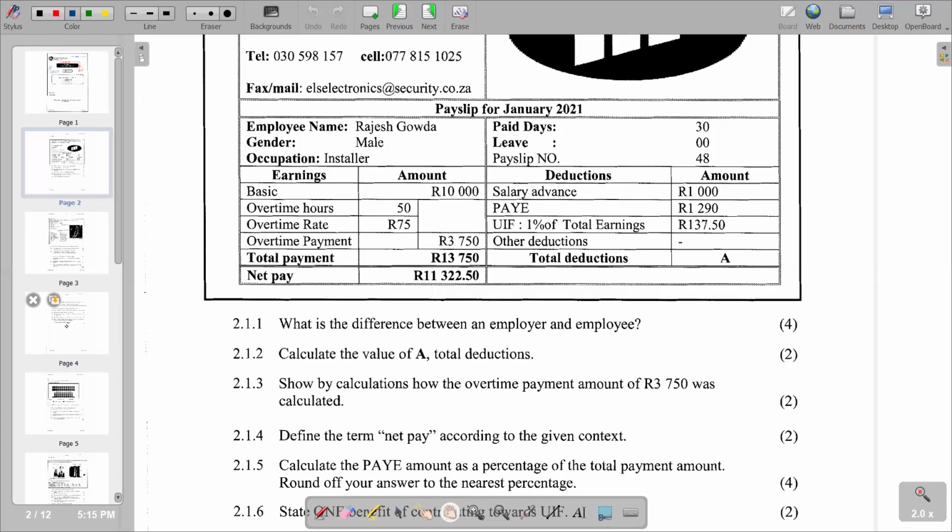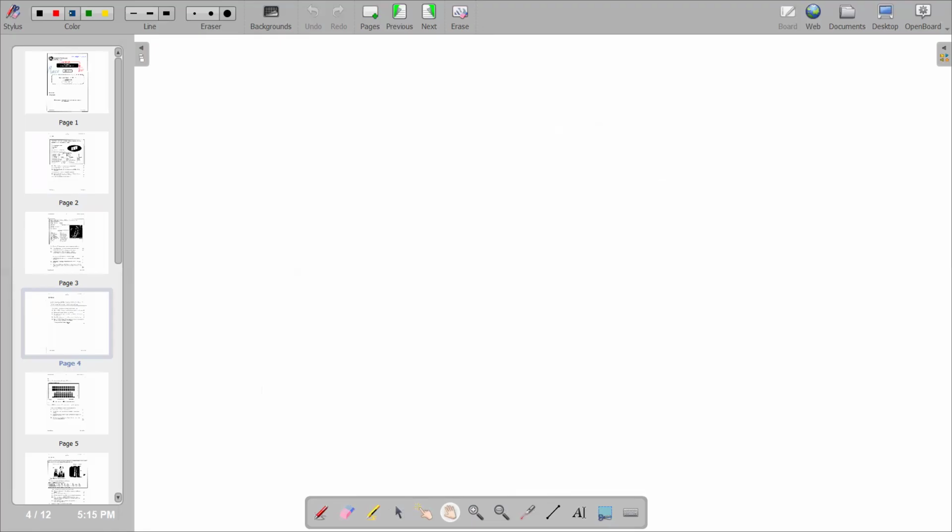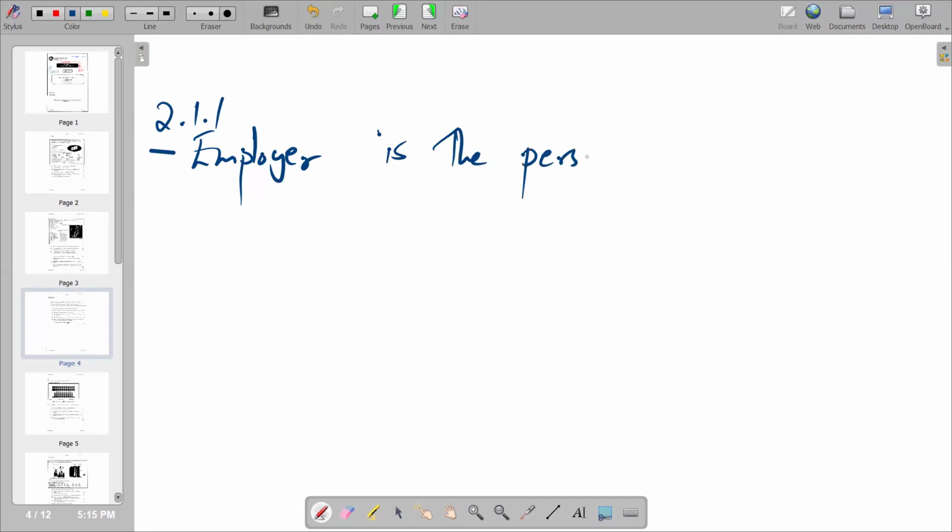So on the answer section, obviously, we need to put this down. This is 2.1.1, and we are saying employer. Employer is the person or business who hires or gives other people jobs.